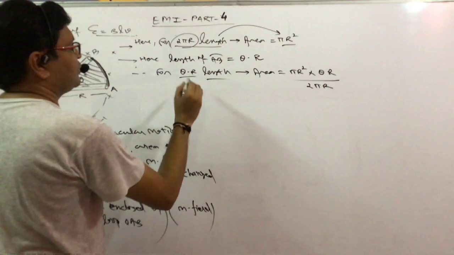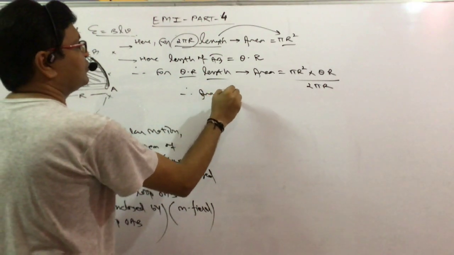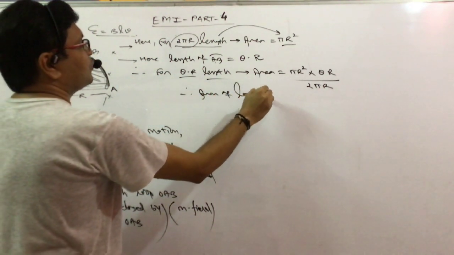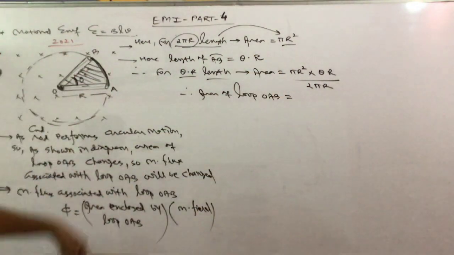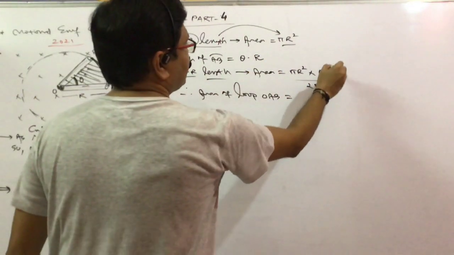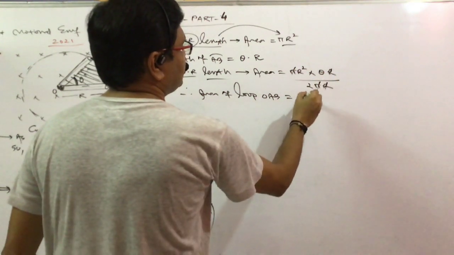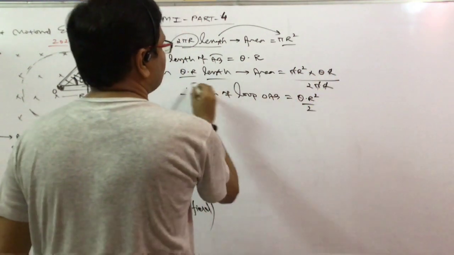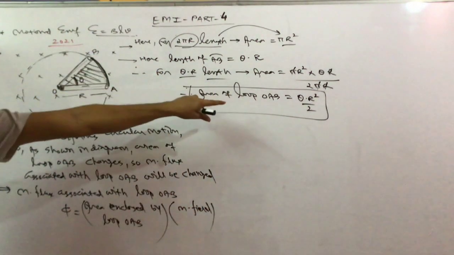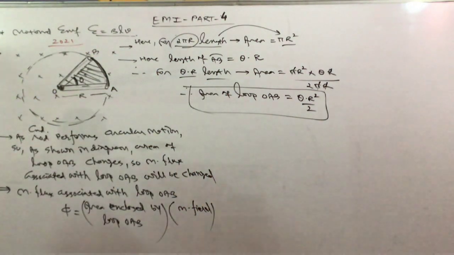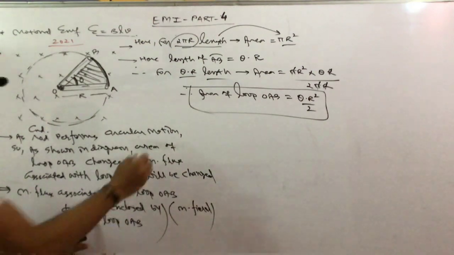Understand or not? So therefore we can say the area of loop OAB is equal to, r cancels, pi cancels, theta into r square by 2. This is the area of this loop. Once you have an idea about the area, then this numerical becomes very easy. Now you can see that, so we can write.